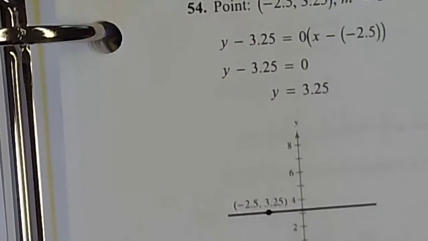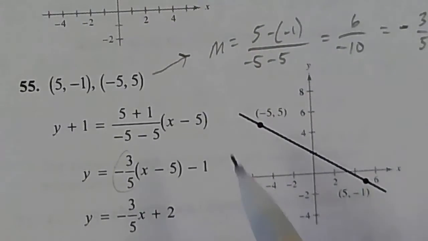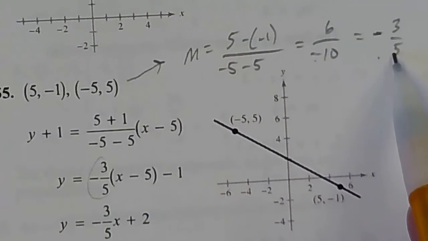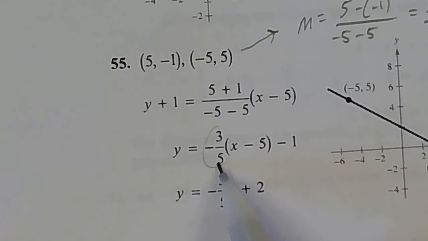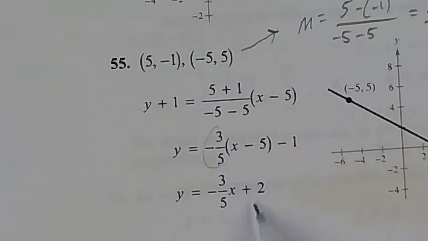You know, it might be a little more typical, like 55. For 55, they didn't give us the slope. So just like in our notes and in the video, we have to find the slope first. Once you get the slope, plug it into point slope form right here, negative 3/5, and then choose one of those points to plug into point slope form and solve for y.